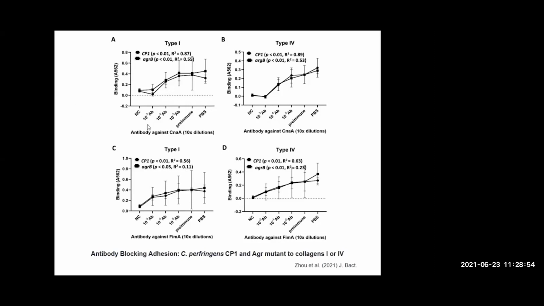So in this slide, panels A and B are blocked by the antibody against the CNA at different concentrations, while panels C and D are blocked by the antibody against the FinA. In each panel, we compare the behavior of the wild type CP1 and the mutant Agrb. As you can tell from the slide, they all show dose response: when the antibody concentration decreased, the binding increased. So this suggests that the binding of the mutant or wild type to the collagens is mediated by PilRS specifically.